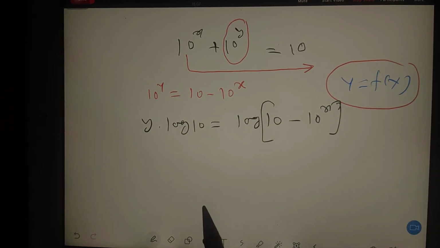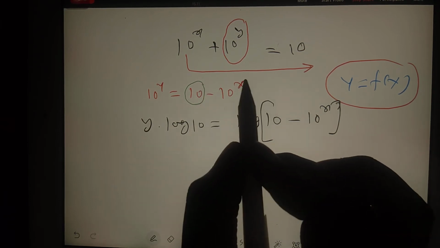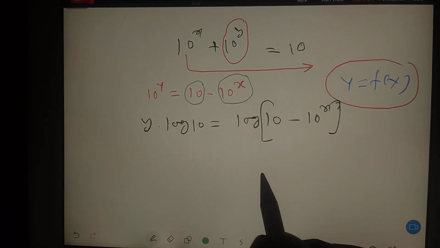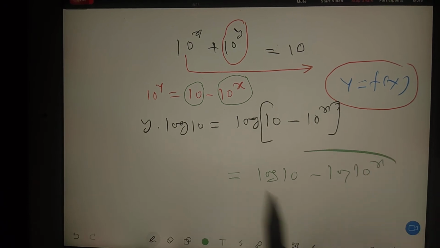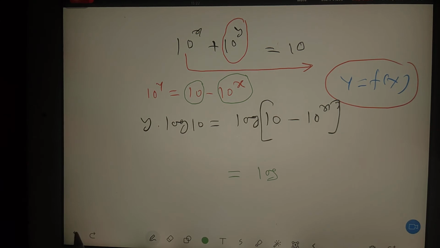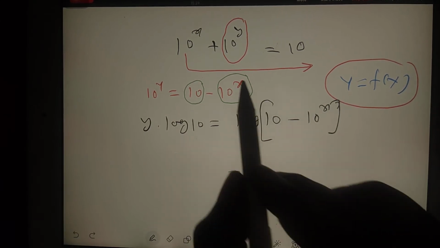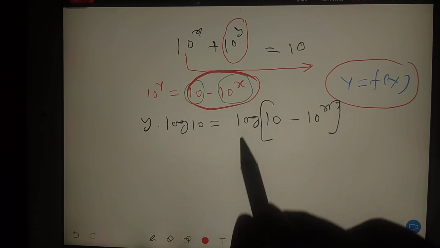Now here a student can make a common mistake. A student in a hurry can take this log separately and that log separately, like log 10 - log 10^x. No, we should not do that. Everything on the right side we have to club together, and then take the log the way I am taking here.